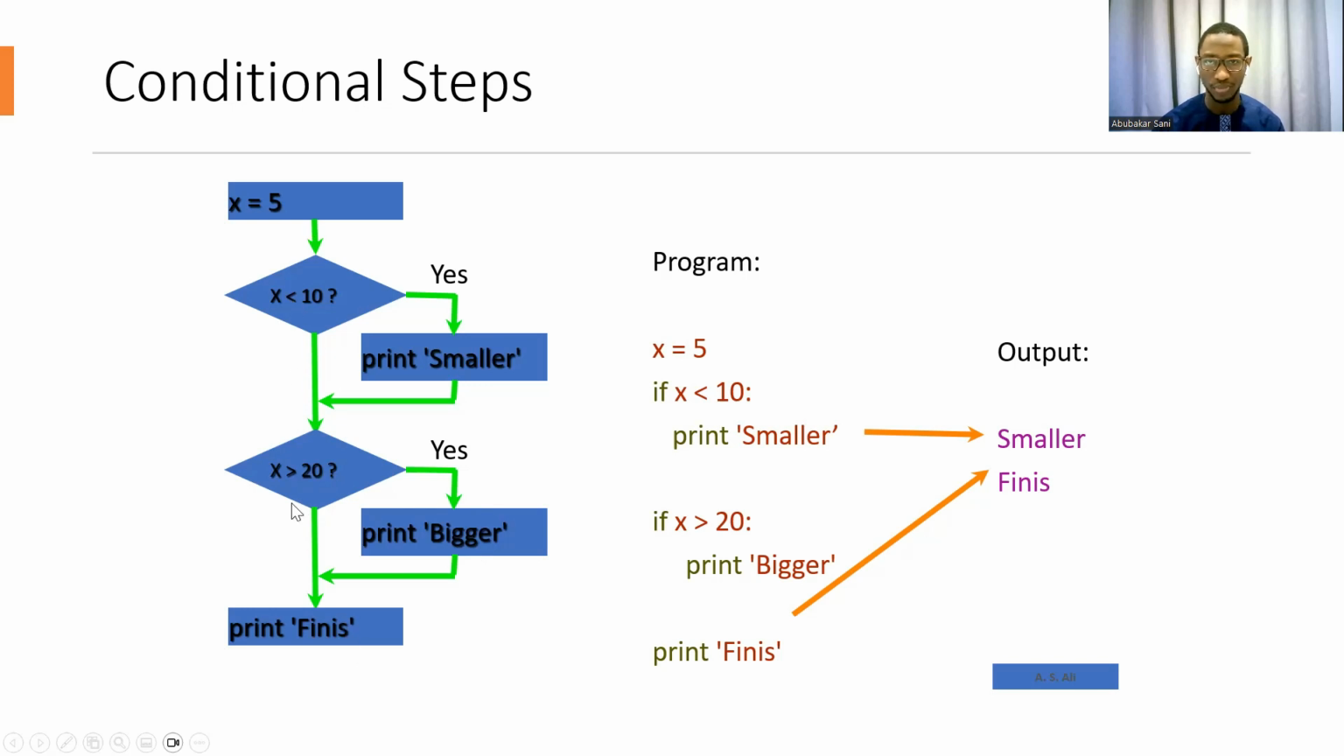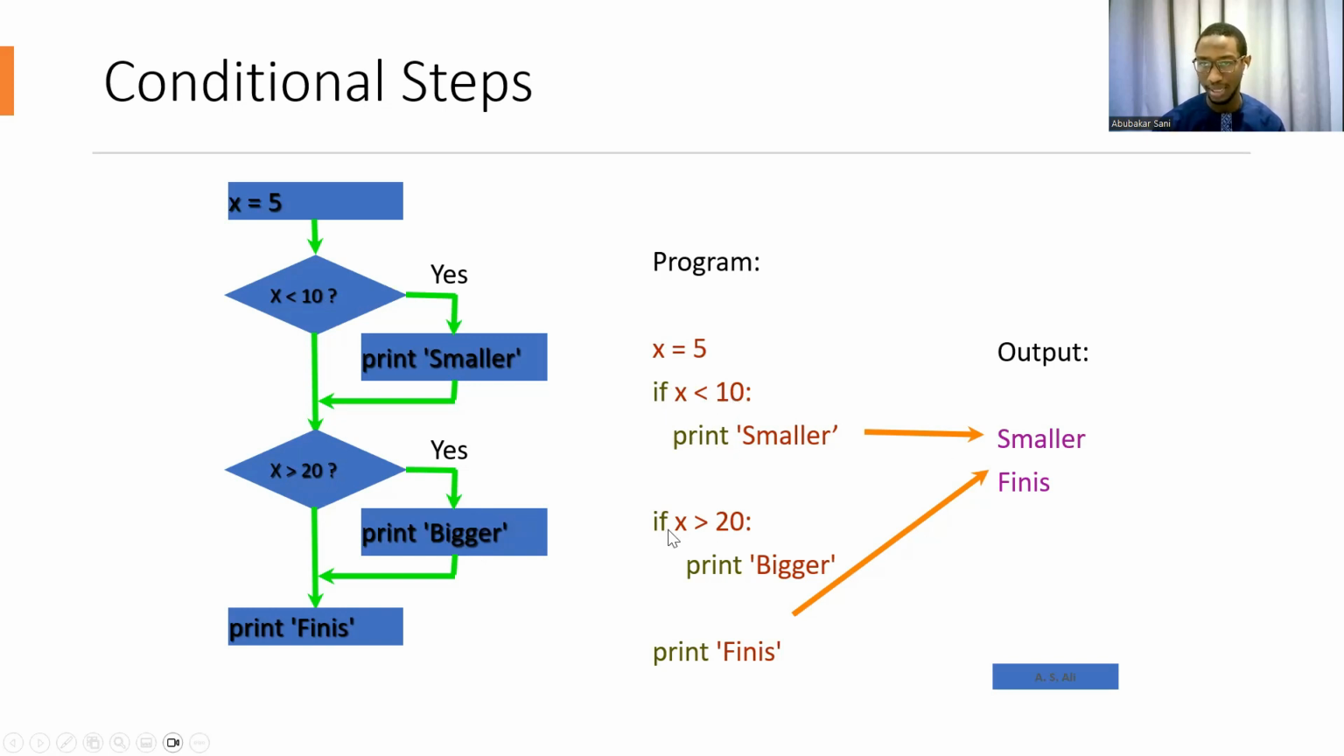So how do we do this? This is where you use the if statement in Python. This is how it works in a program. You say x equals 5. If x is less than 10, print smaller. So it's going to print smaller in the output, because x is less than 10, of course.